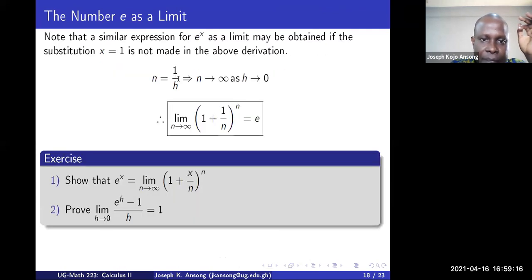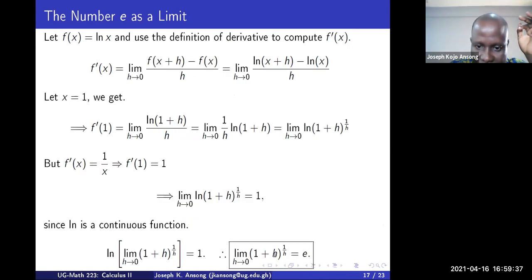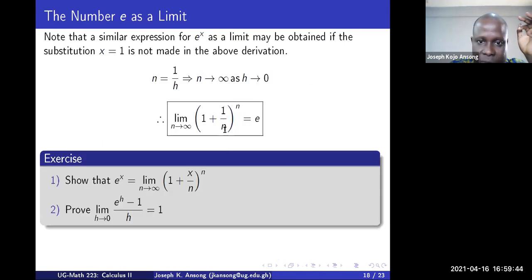If you do that, of course, as h goes to 0, n must go to infinity. So n goes to infinity as h goes to 0. And so wherever we see h, we can replace it with 1 over n. And so we're going to have a limit as n goes to infinity here. This is 1. h here is now 1 over n, and then 1 over h is just n. So that's what we have here. So you have 1 over n, and this is just n. And that is also a definition of e.